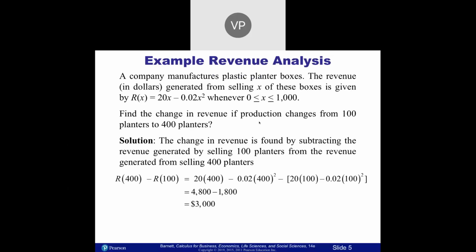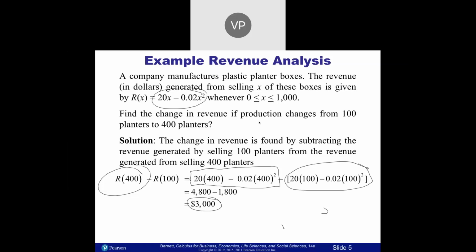All right, so now in the formula, you plug in the 400 and you get this. And it's not 100% clear, so I'll make sure to highlight it. This is from plugging in the 400. This is plugging in the 100, so you figure out both sides. You get 4,800 revenue when you have 400 planters, 1,800 when you have 100 planters, so the difference is 3,000, and that was the question.